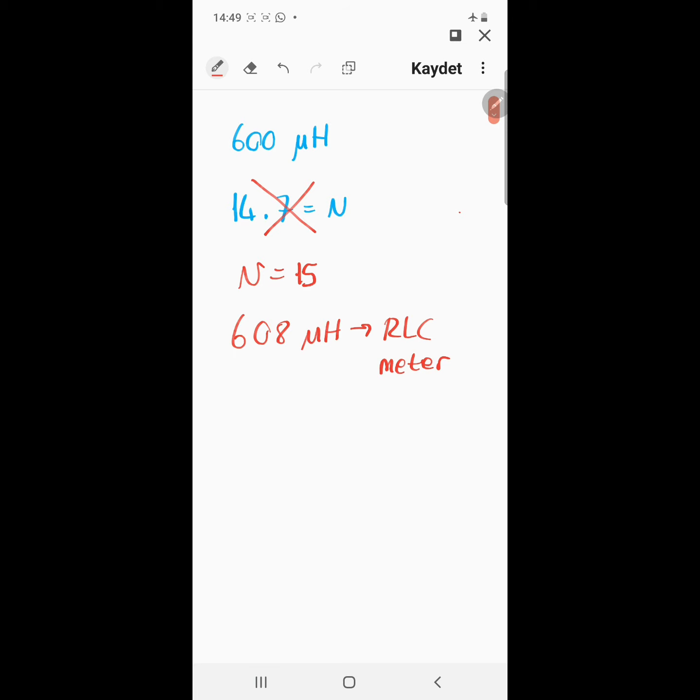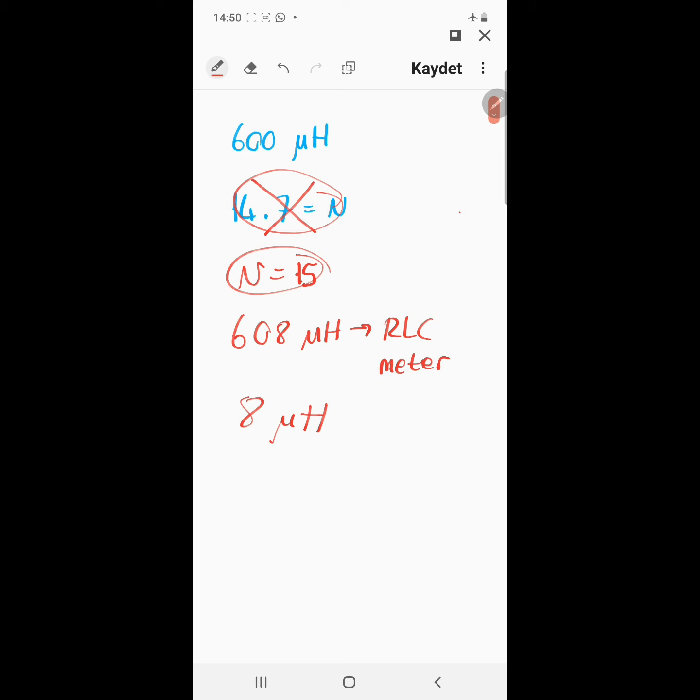This value is slightly larger than the value that we had in part 2. This difference is because of our assumption. We assume that n is not this value, but the nearest integer value, 15. Due to this approximation, the small difference of 8 microhenries occurs between our calculation and the RLC meter measurement.